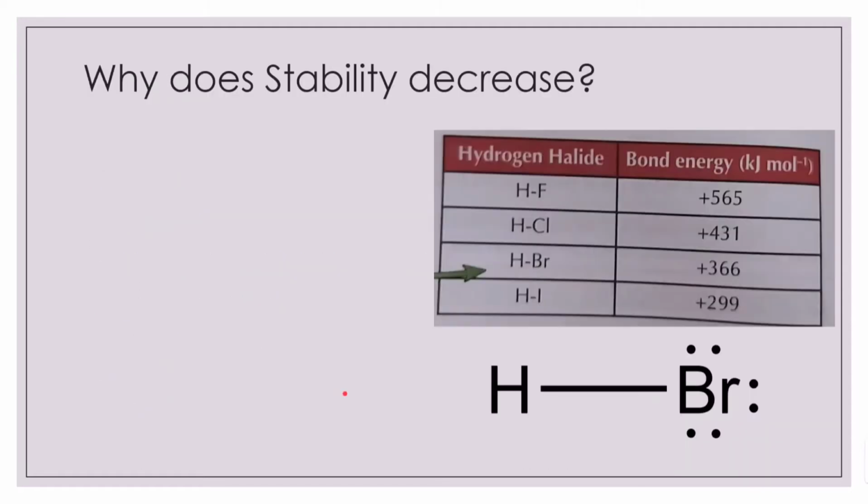But why does the stability seem to decrease down the group? This is all because of bond enthalpies. As you can see in this table here, the bond enthalpy of our hydrogen halide bonds seems to be going down. And this decreases our stability.